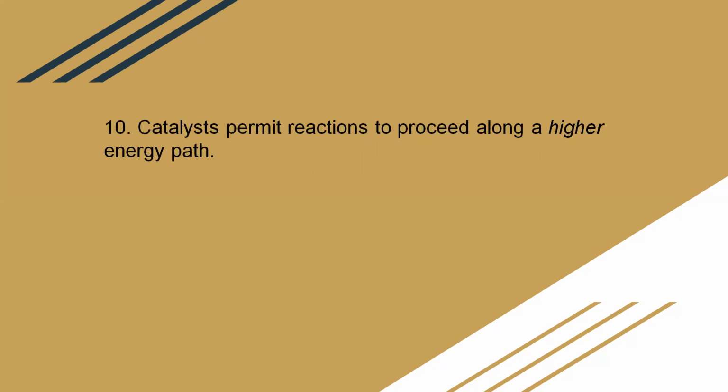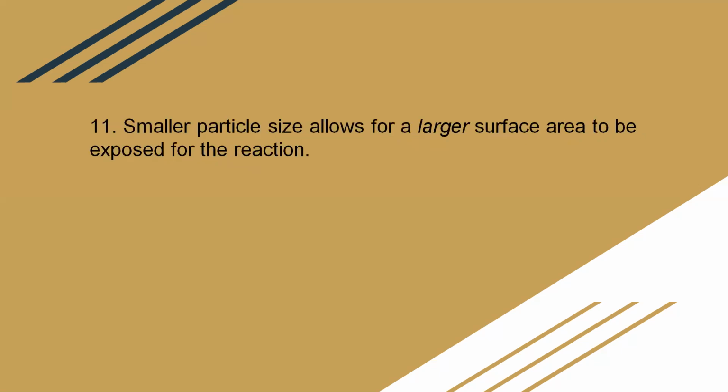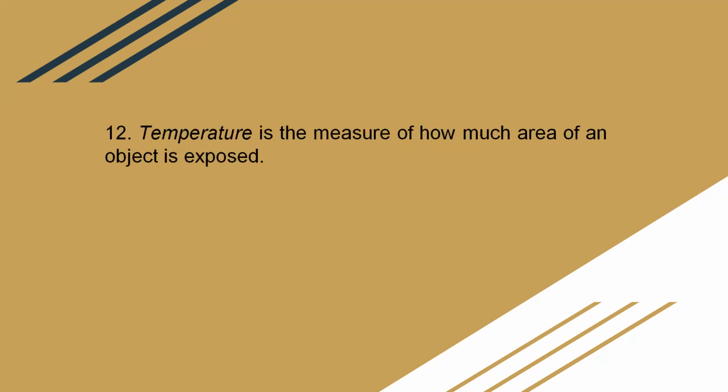Number ten, catalysts permit reactions to proceed along a higher energy path. The answer is lower. Number eleven, smaller particle size allows for a larger surface area to be exposed for the reaction. The answer is true. Number twelve, temperature is the measure of how much area of an object is exposed. The answer is surface area.